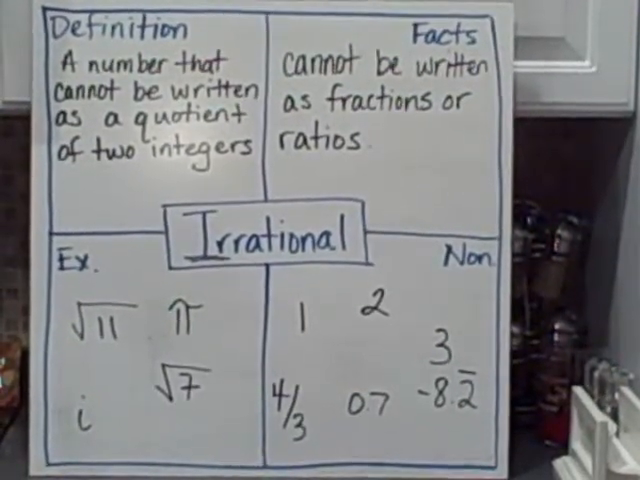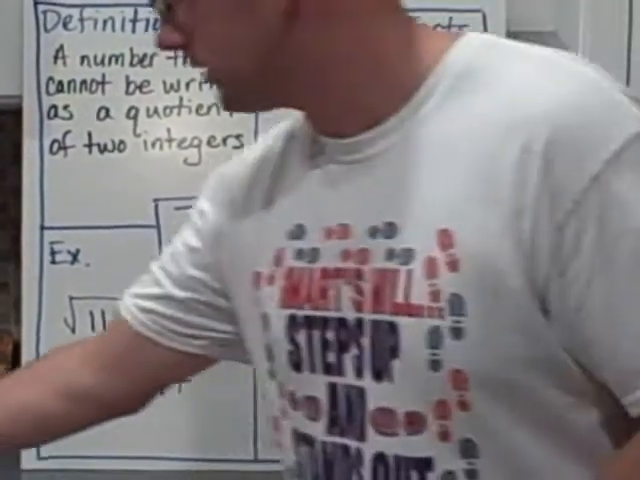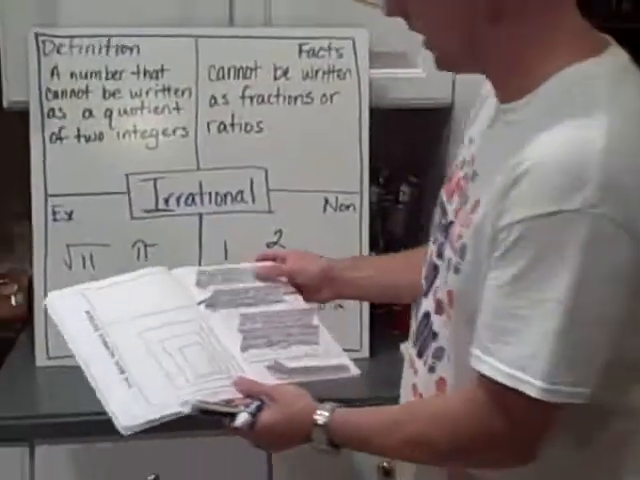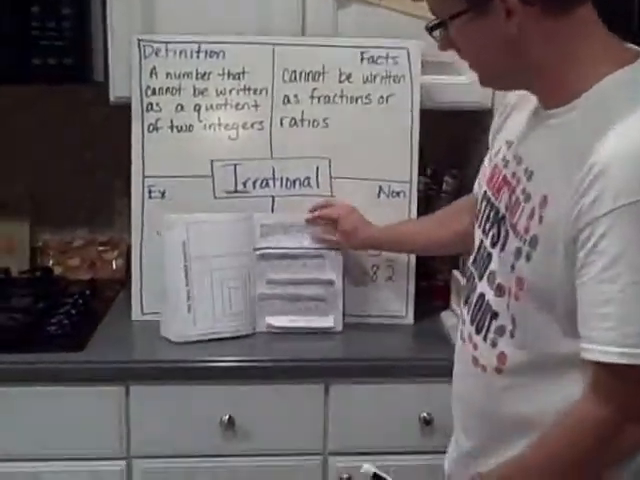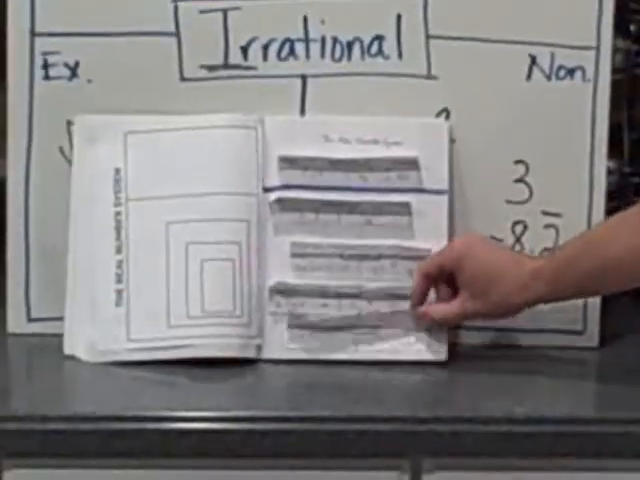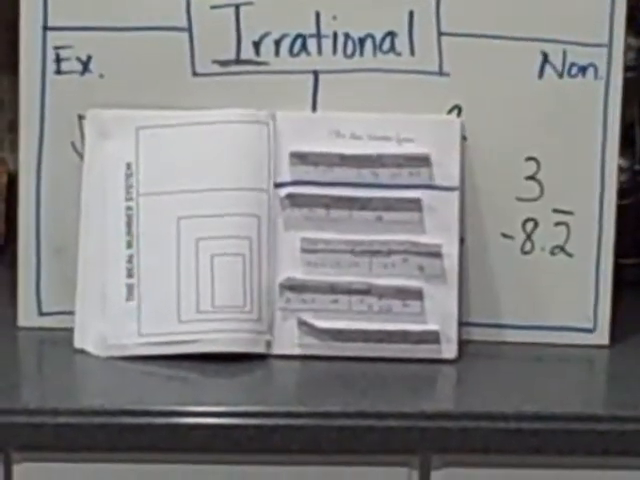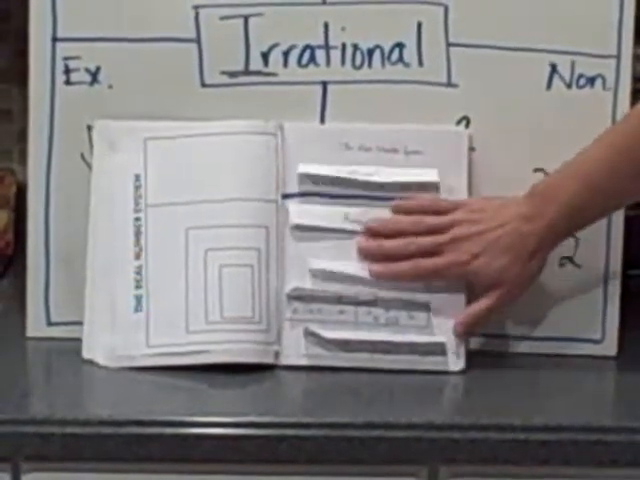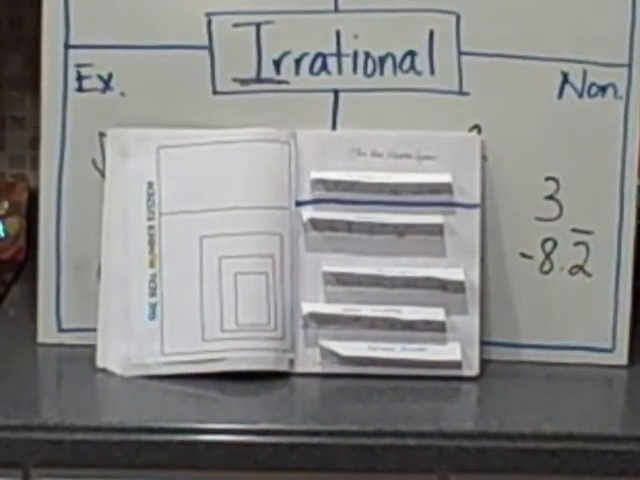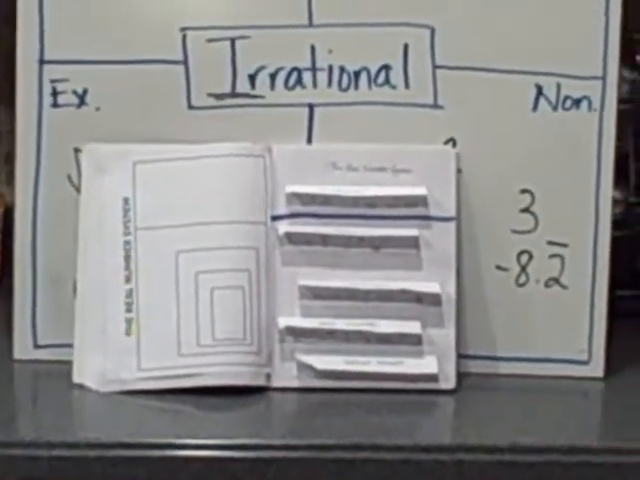When you're all finished, go ahead and take those little squares, cut them out, and you're going to glue them into your interactive notebook on the next page for the real number system. You can fold them down like this and turn them into a nice little flip book. And if you don't see how that's done, then you can wait until class and I'll go ahead and show you how to do that.